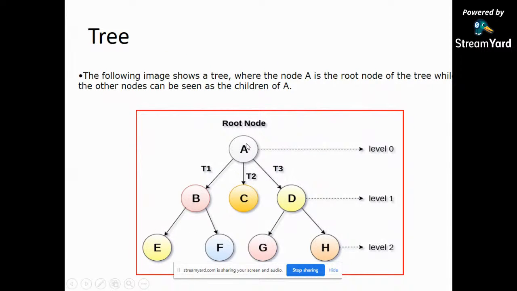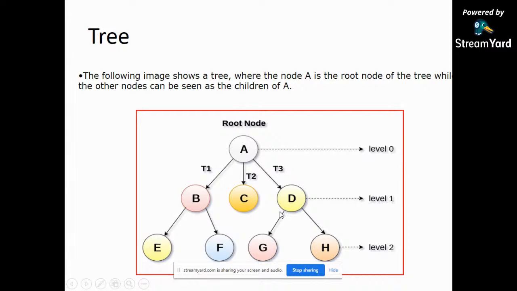So in this diagram, A is the root node, B, E, F is one subtree T1, C is one subtree T2, D, G, H is one subtree T3. Now, if we want to see the leaf nodes, E is a leaf node because it doesn't have any child node. So E, F, C, G, H are the leaf nodes. These nodes are also called external nodes. B and D are called internal nodes.